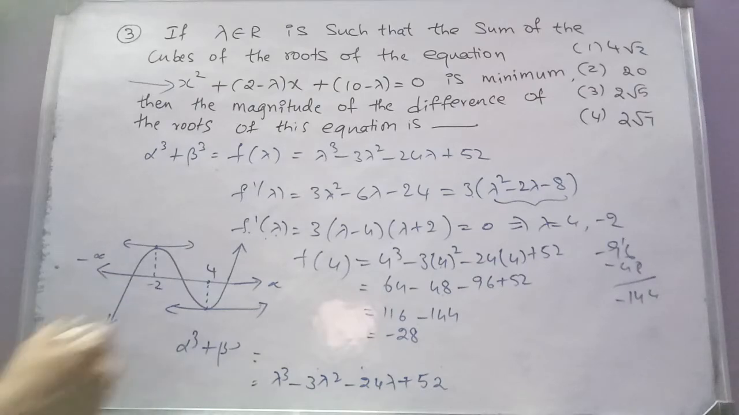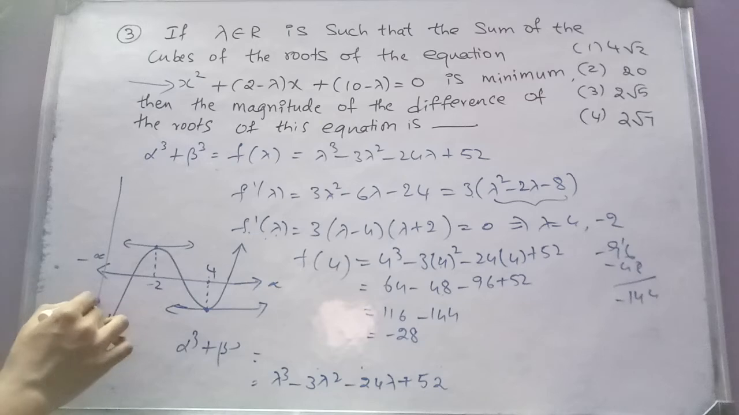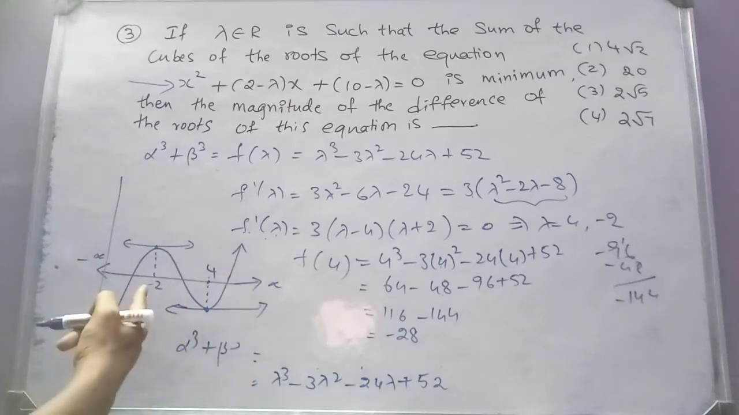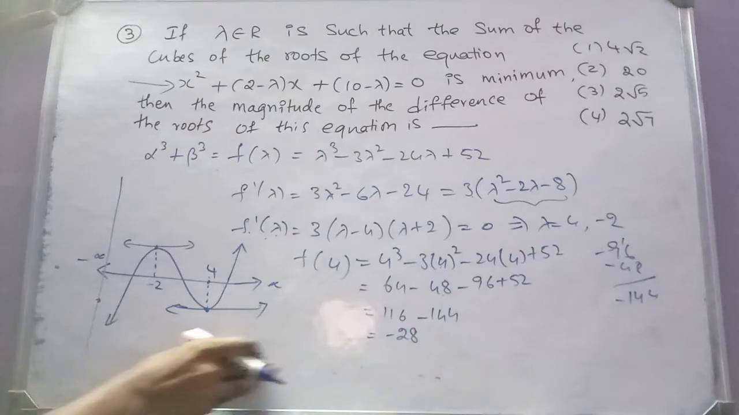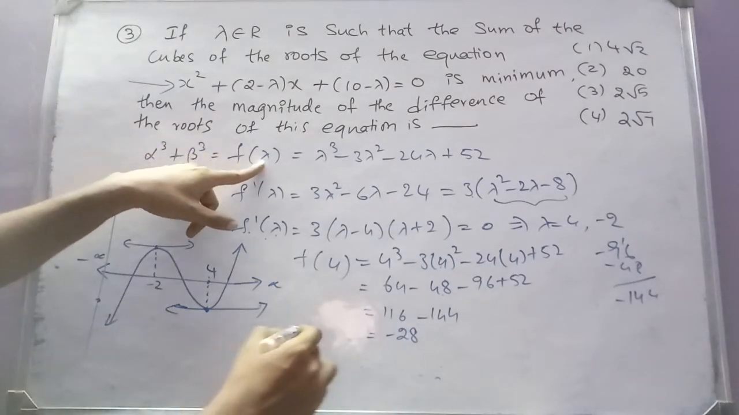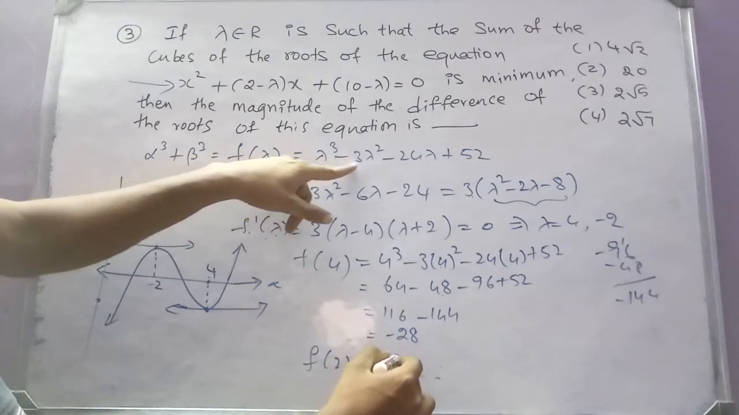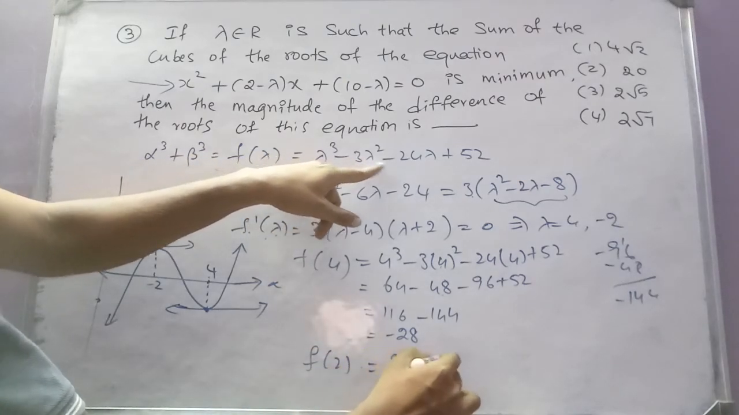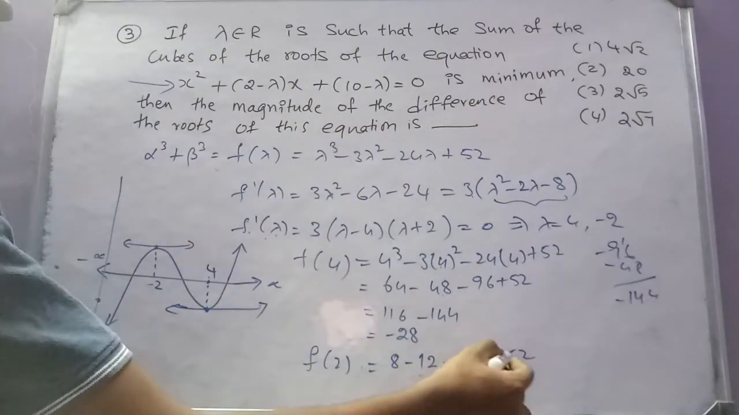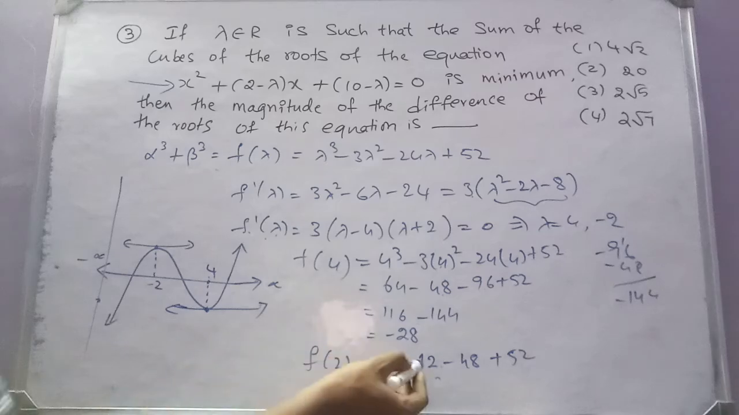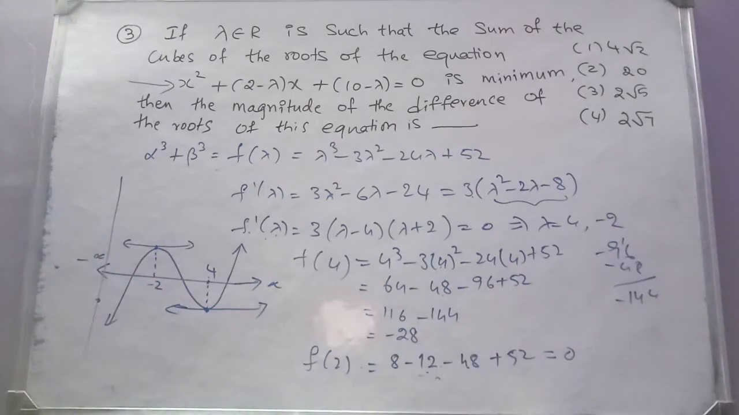Let us also find. So f of 4, how much is it? If you go to the y-axis, this number is minus 28. And let us also find what is f of minus 2. So find what is f of minus 2 by taking lambda as 2. So 2 cube, that means 8, minus 3 into 2 square, that means 12, minus 24 into 2, which is 48, plus 52. So 52 plus 8 is 60. 60 minus 60 is 0. F of 2 is equal to 0.